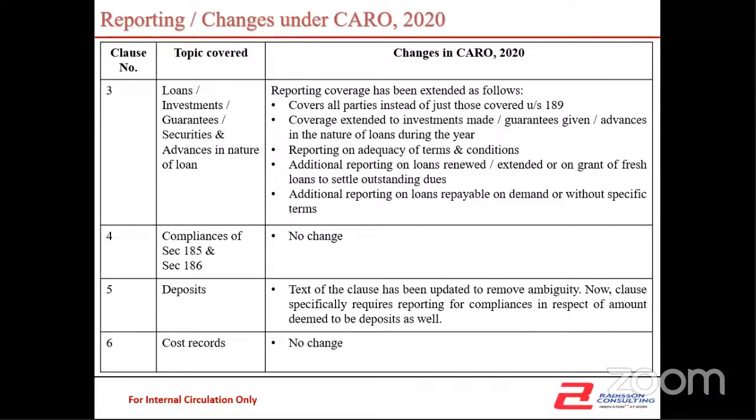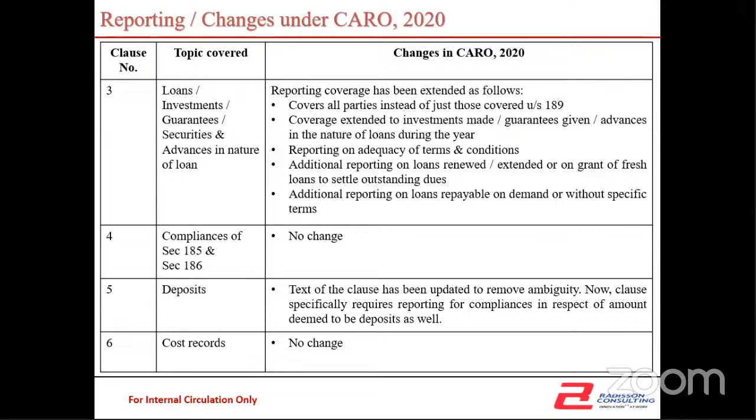And what we need to note is it is only for those transactions which have been incurred during the year. So the auditor is not required to report on the opening balances of these items. Only those transactions which have been initiated during the year are to be covered. Reporting on the adequacy of terms and conditions. The auditor is required to ensure that the terms and conditions are in no manner prejudicial to the interest of the stakeholders, be it the shareholders or any other third party investors.